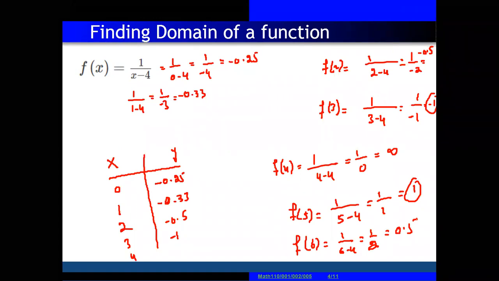except one value, and that is 4. So we can say that the domain of this function f of x equals 1 over x minus 4 is all real numbers except one value, and that is 4. 4 is not allowed to give to this function. These are not allowable values. So the domain is real numbers except 4, because at 4 the function is not defined. So the domain is real numbers minus 4.